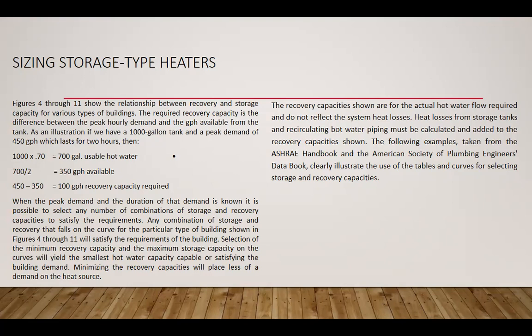When peak demand and the duration of that demand are known, it is possible to select any number of combinations of storage and recovery capacity to satisfy the requirement. Any combination of storage and recovery that falls on the curve of the particular type of building shown in figures 4 to 11 will satisfy the requirements of the building. Selection of the minimum recovery capacity and the maximum storage capacity on the curves will yield the smallest hot water capacity capable of satisfying the building demand. Minimizing the recovery capacities will place less of a demand on the heat source.